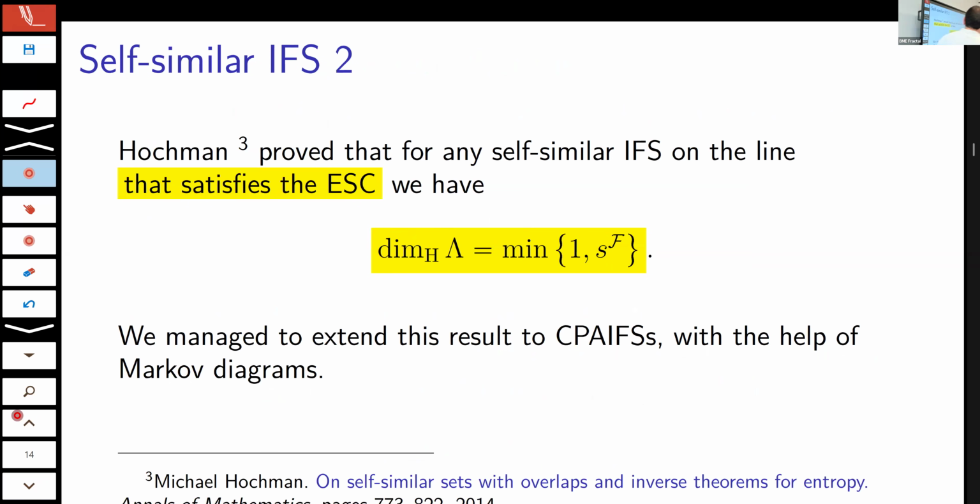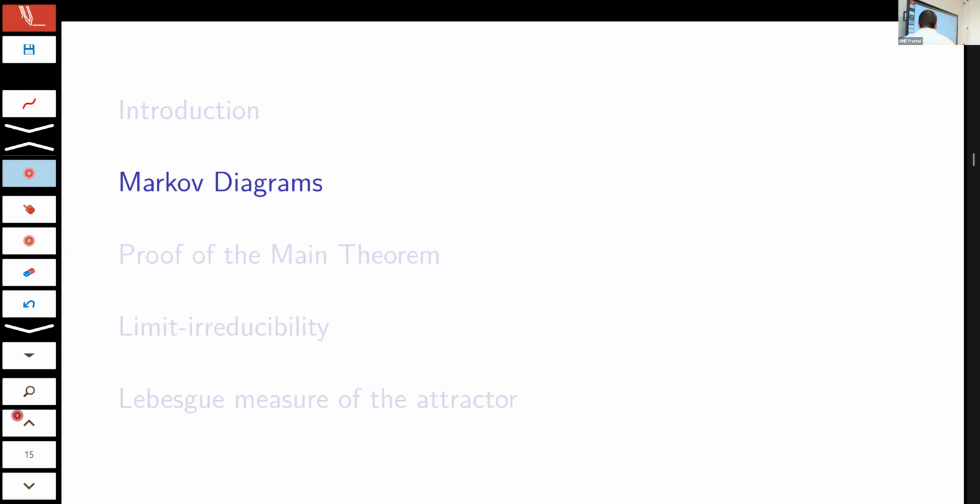Hochman proved that for any self-similar IFS on the line that satisfies the ESC, the Hausdorff dimension of the attractor is equal to the minimum of 1 and the similarity dimension, which is the natural dimension. This is the result we managed to extend to continuous piecewise affine iterated function systems. And to do that, we had to introduce Markov diagrams, which is actually similar to a graph-directed construction that lets us track the structure of the fractals and prove results like dimension equality. So now let me introduce Markov diagrams.